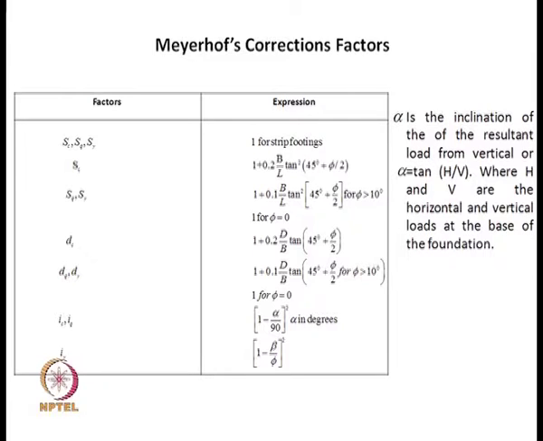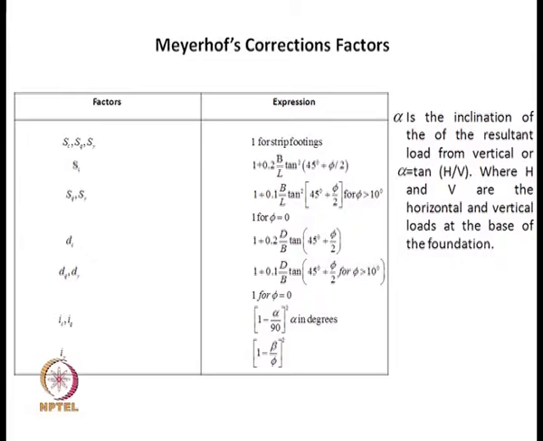SC will be 1 plus 0.2 B by L tan square 45 degree plus phi by 2, where B is the width of the footing, L is the length of the footing and phi is the friction angle of the soil. So, this is the SC value. Similarly, by using this expression, if phi is greater than 10 degree, then SQ, S gamma we can determine. Now, if phi is 0, then SQ and S gamma is 1.